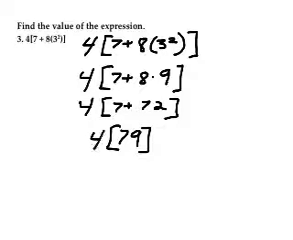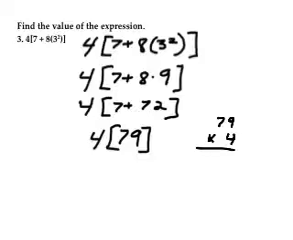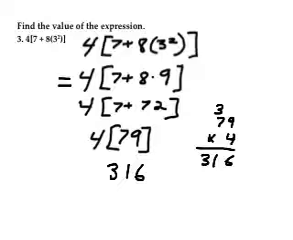79 times 4. We can do it over on the side. 79 times 4. 4 times 9 is 36. 4 times 7 is 28, 29, 30, 31. 316. We could have also put equal signs all the way down. It just means it's equal to the one above it. They're equivalent algebraic expressions.